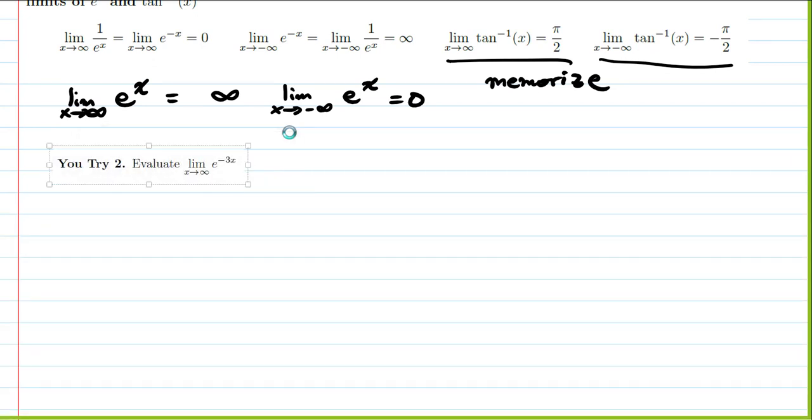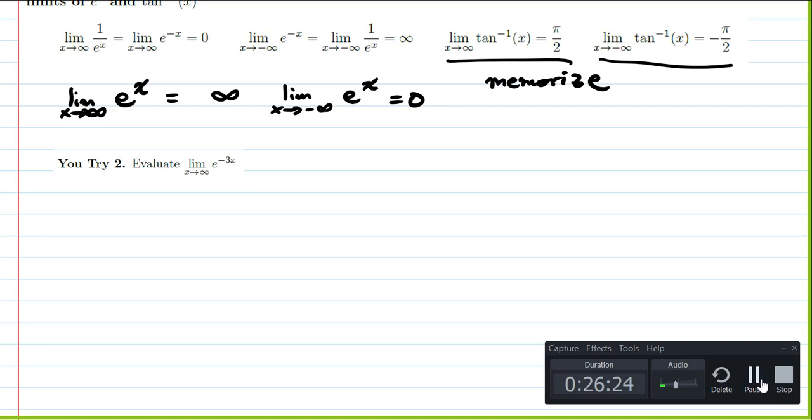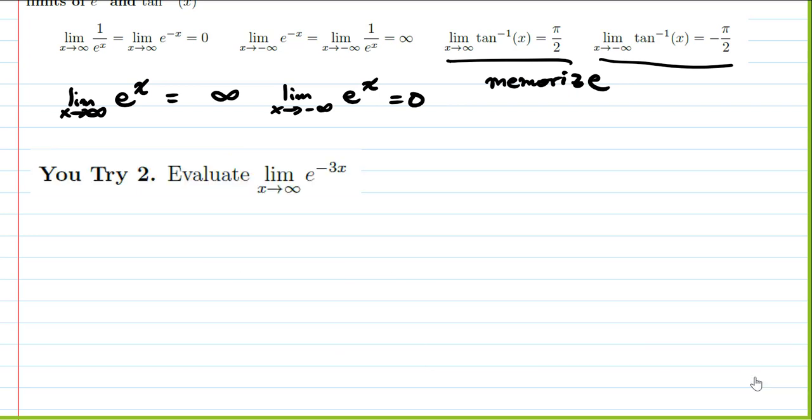So don't overthink it. It comes right from the definition. All right, so if x goes to infinity, what's negative 3 times infinity going to be? Well, according to our rules above, a negative times positive infinity is negative infinity. And what was our e to the negative infinity going to be? Well, that's this guy right here. So what's our limit going to be? 0.